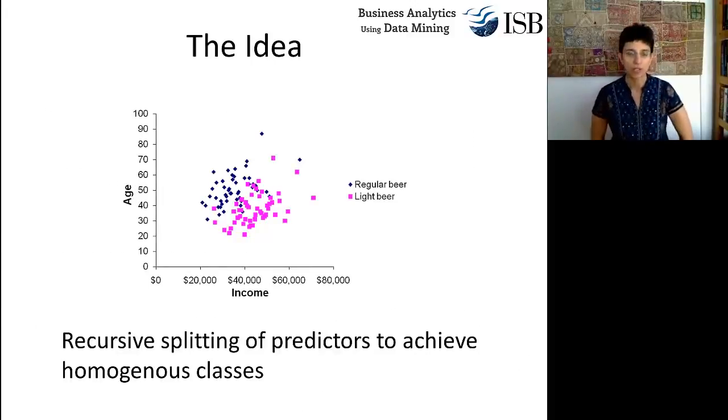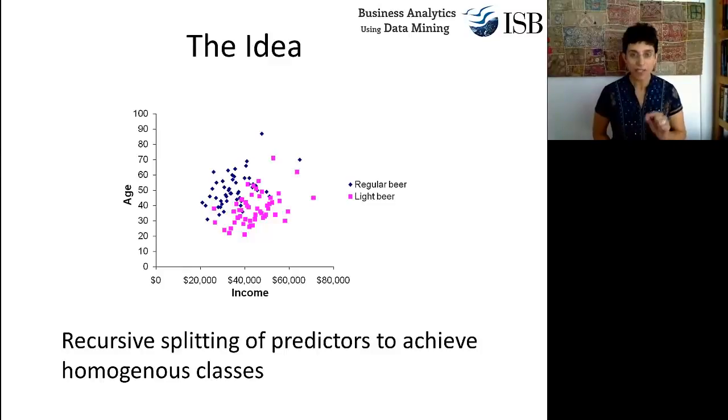So on a more serious note, let's look at a scatter plot of two predictors, and we're using color to denote an outcome of interest. Here we're looking at customers, and their output of interest is whether they prefer regular beer or light beer. We're using two predictors, age and income, and the question is, how does a tree help us split the light and regular beer drinkers? A tree does this by splitting, in this case, the 2D area into rectangles.